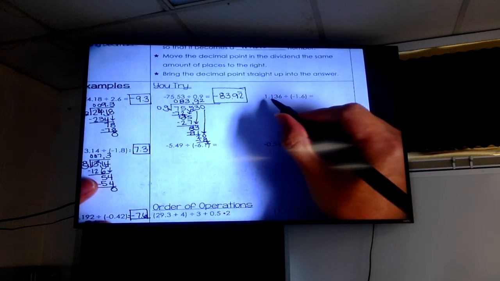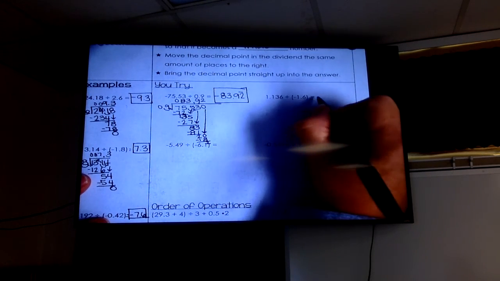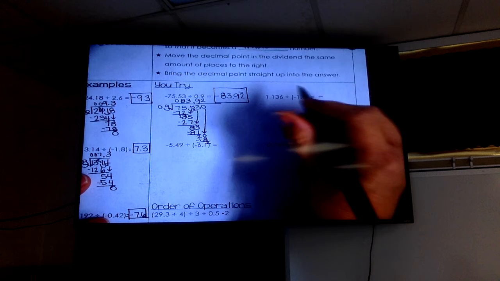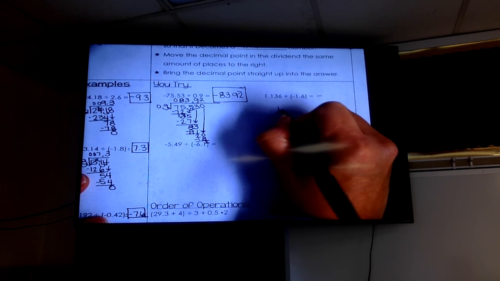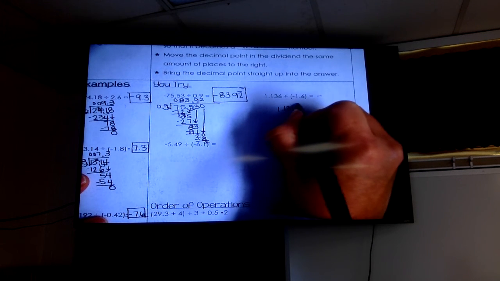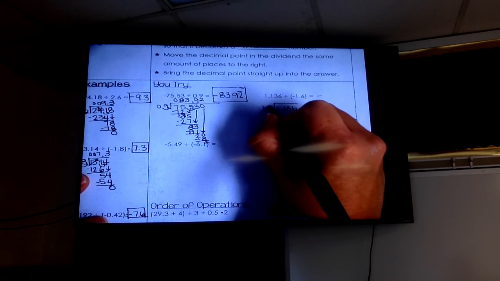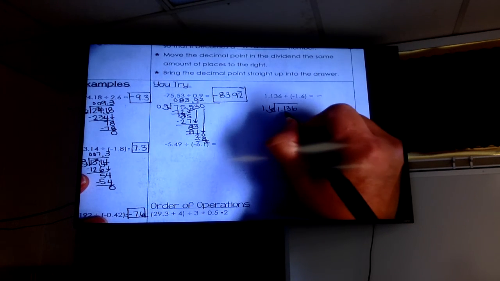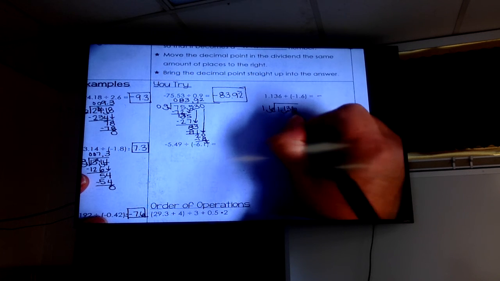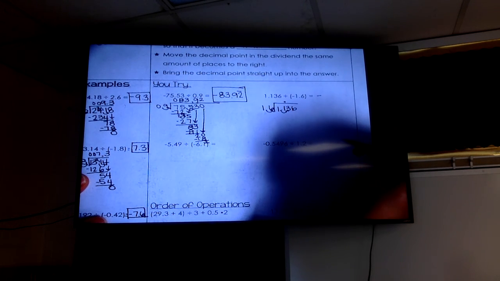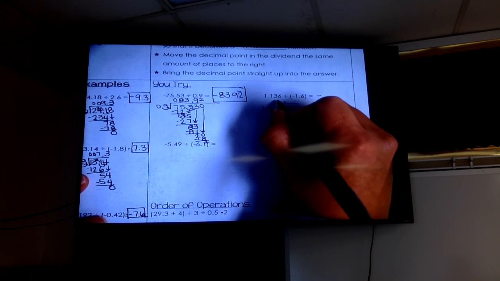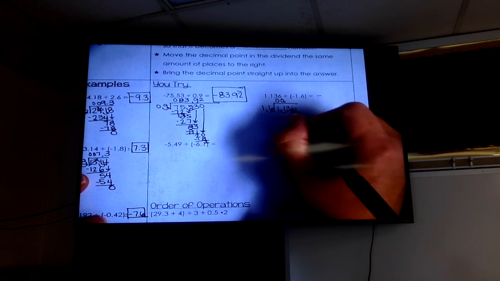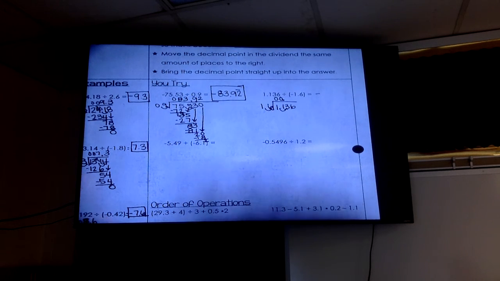Okay, the next one. I have a positive divided by a negative. That would give me a negative answer. I have 1.136 divided by 1 6/10. I move the decimal in the divisor. So I move the decimal in the dividend, and I bring it straight up. 16 cannot go into 1. It also cannot go into 11, but it does go into 113.